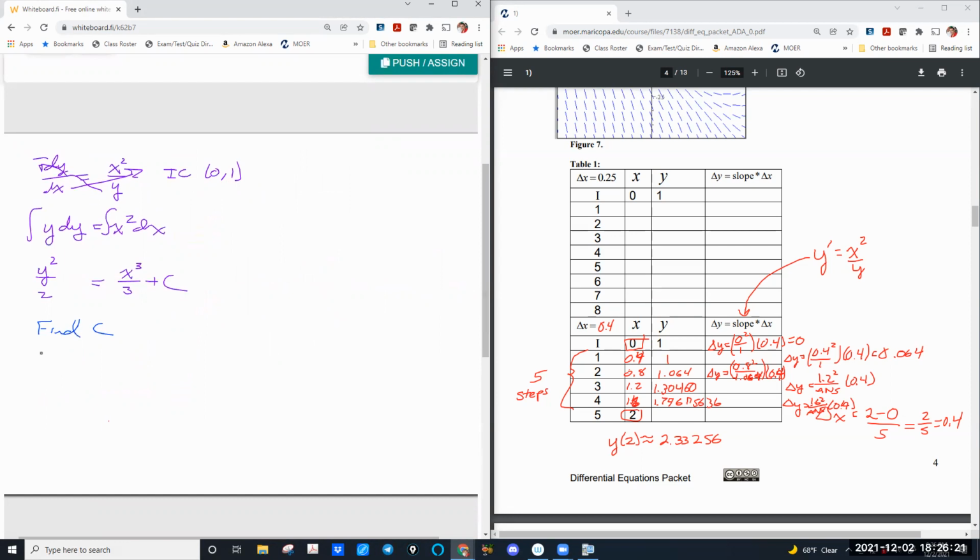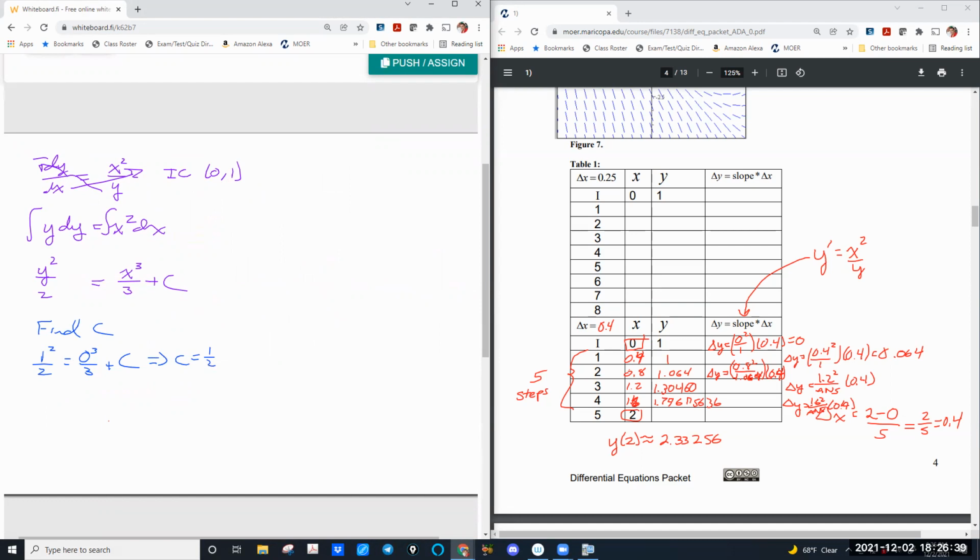So we're putting in 1 for y. So 1 squared over 2 equals 0 cubed over 3 plus c. Well, that leads us to c equals 1/2. So we found our c.